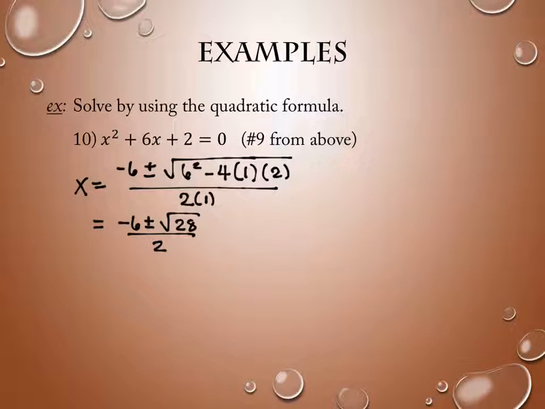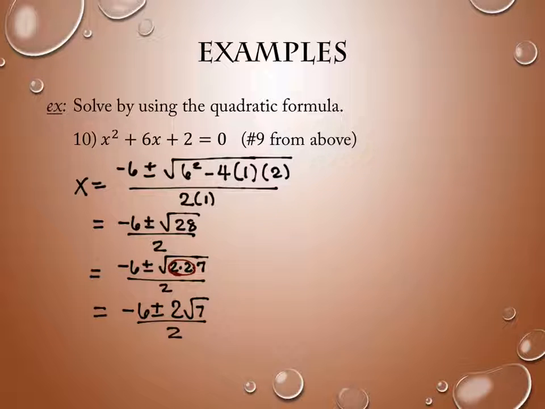Okay, so radicals. We worked a lot with those back in the second unit, a few weeks ago, in simplifying those. And so what you'll remember is that we factor, and if you factor 28, it becomes 2 times 2 times 7, because 28 is 4 times 7, right? And since there are 2 2's, I can pull one out. So this is -6 plus or minus 2 square root 7 over 2.